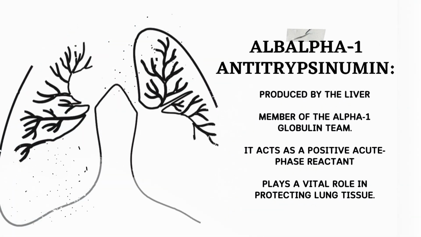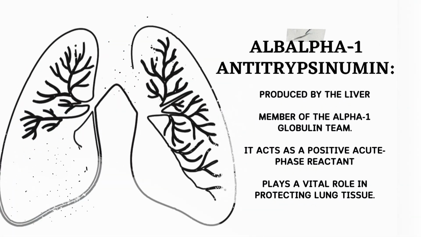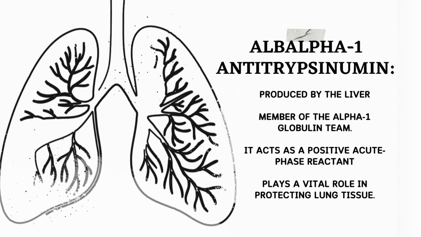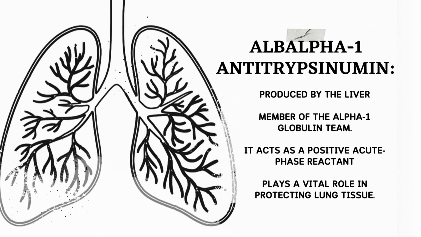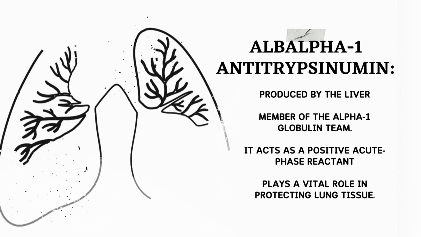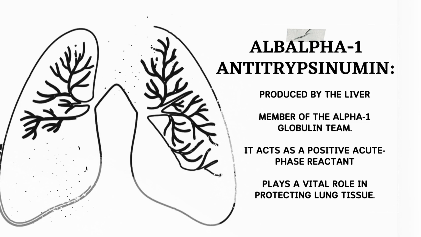Alpha-1 antitrypsin, the lung protector. Alpha-1 antitrypsin, produced by the liver, is a crucial member of the alpha-1 globulin team. It acts as an acute phase reactant, meaning its production increases during inflammation. Alpha-1 antitrypsin plays a vital role in protecting lung tissue.